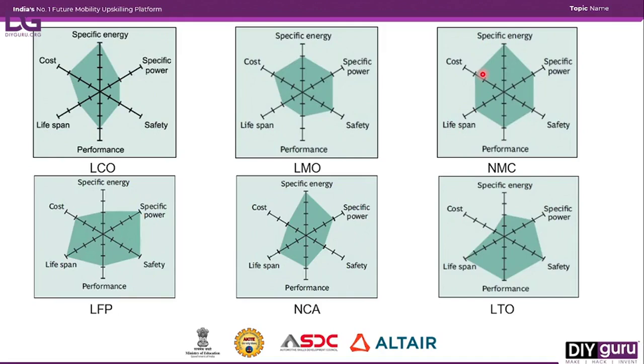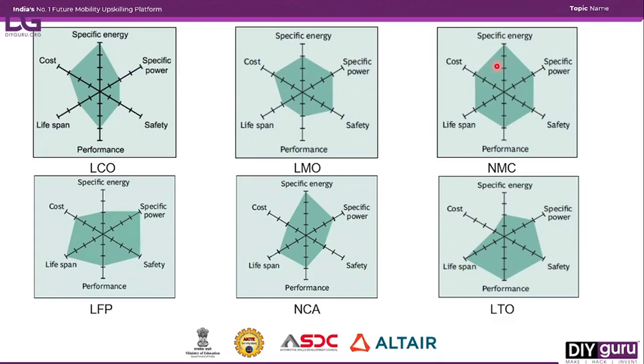Then we have NCA. NCA is a little bit expensive. It has a high amount of specific energy and specific power with performance, less safety, and good lifespan. These generate a high amount of specific energy with power. So these are usually used in medical devices, and even Tesla uses them in their powertrain.